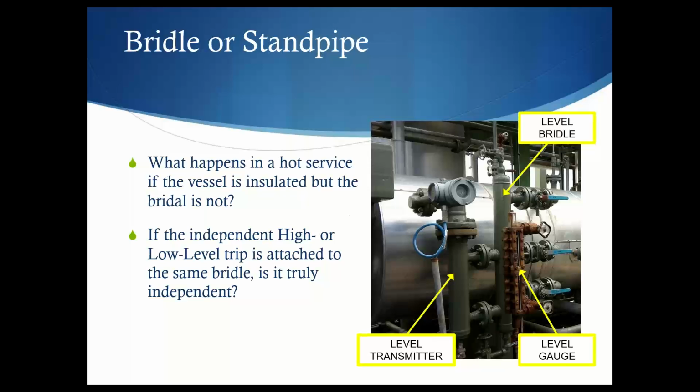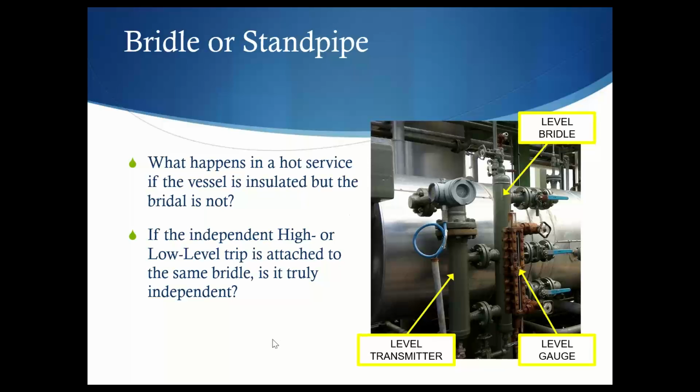The liquid in the drum will be hotter, and thus it will be a lower density than the colder external level bridle. So if you forget to insulate the bridle as well as the vessel, you'll end up with different temperatures. There'll be a higher level in the drum because the density is lower, so there's more liquid volume, if you like, versus the outside bridle. So the bridle will actually give you a lower level measurement than you've got in the vessel.